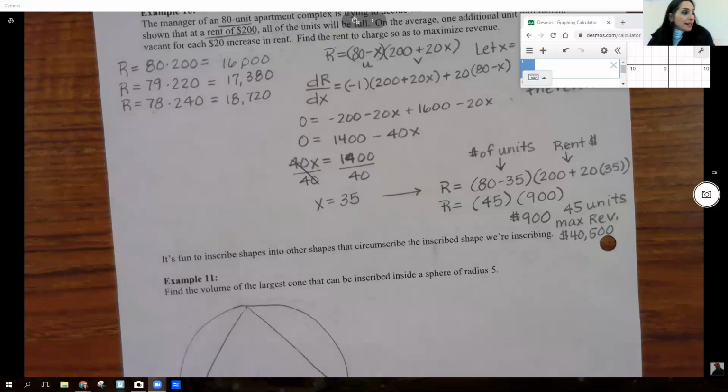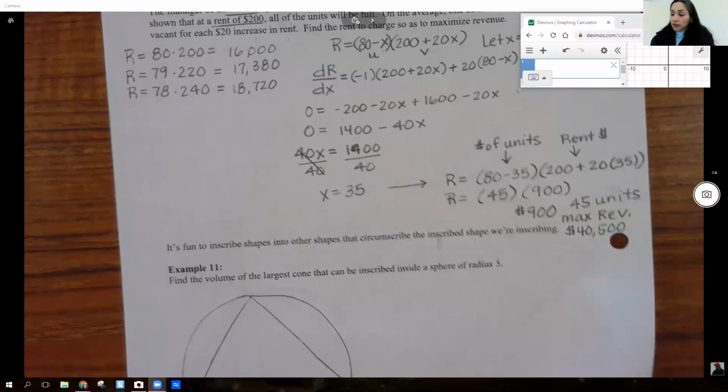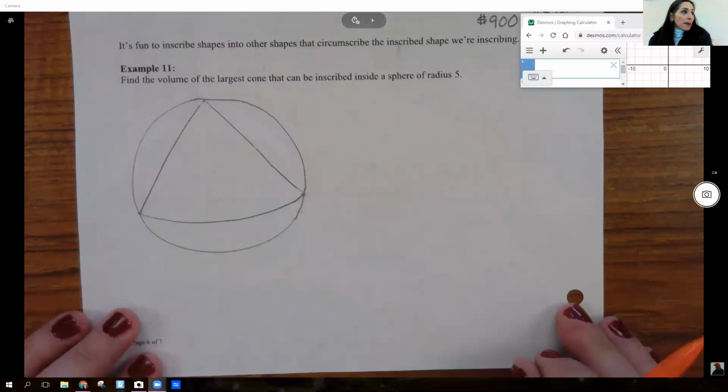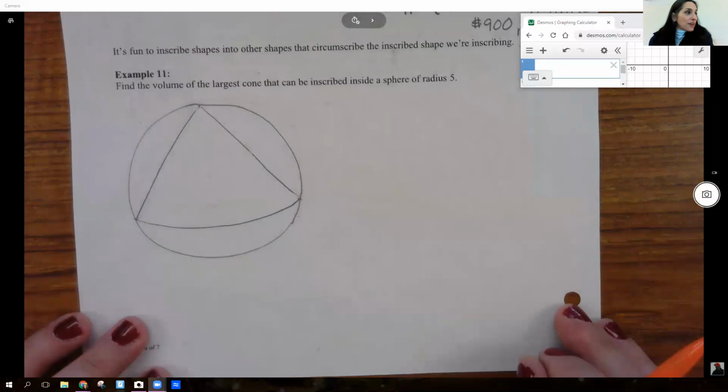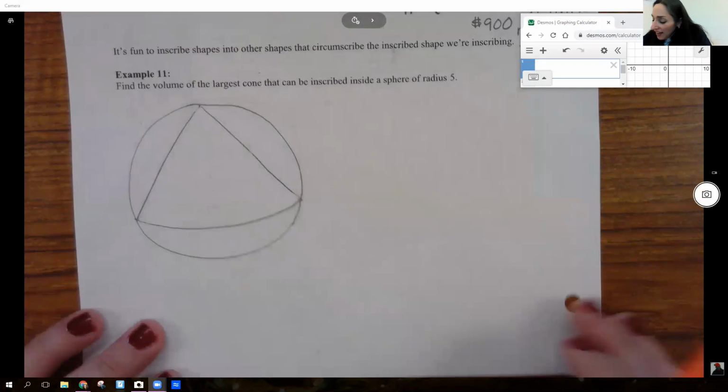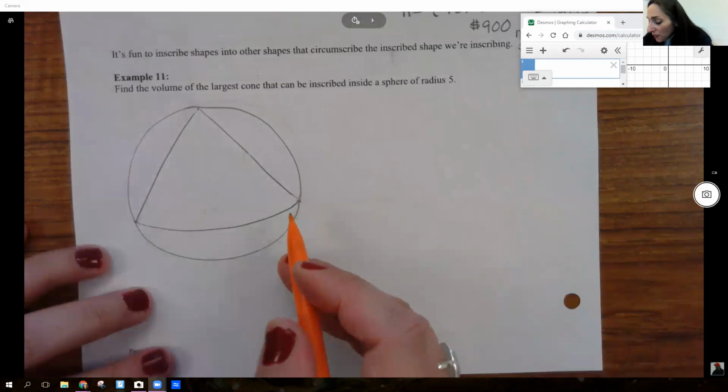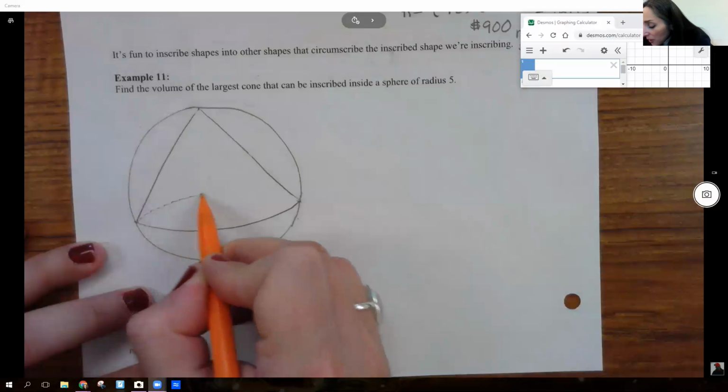All right, everybody, example number 11 is talking about some geometry. So we're trying to find the volume of the largest cone that can be inscribed inside a sphere of radius 5. I definitely did the best that I could. It kind of looks like a circle and a cone inside. Don't worry about not being perfect or anything.